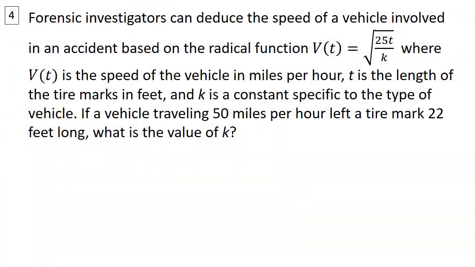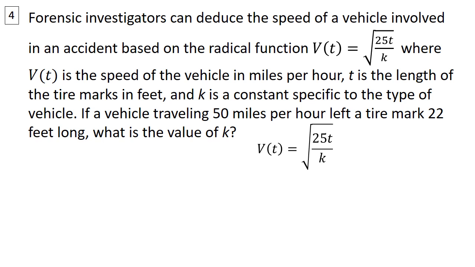Number 4, lots and lots of words. And you get a lot of word problems that look like this, where really it's a lot of setup for one equation, and they give us that equation. V of t equals the square root of 25t over k, all of that fraction inside the square root. Almost everything else is telling us what these different things represent and what values we're going to need to plug in for those. So V of t equals the square root of 25t over k.